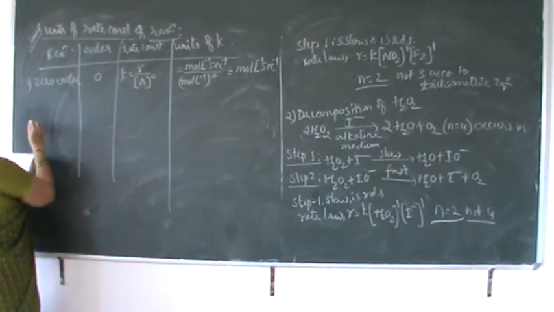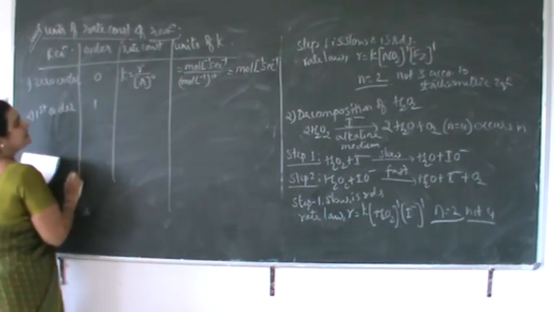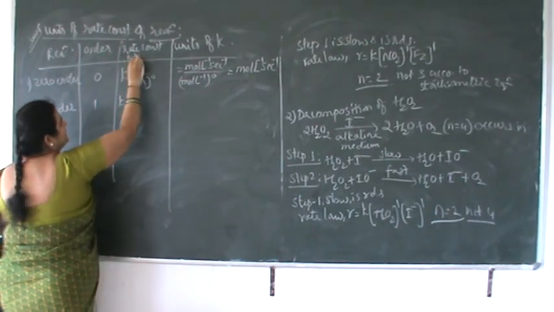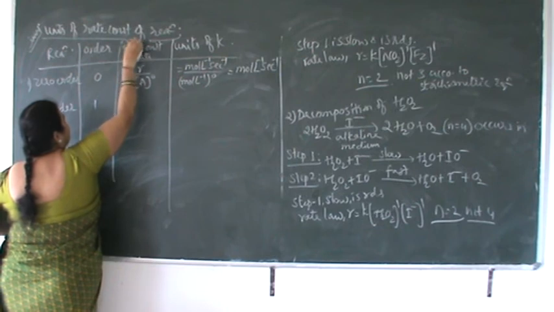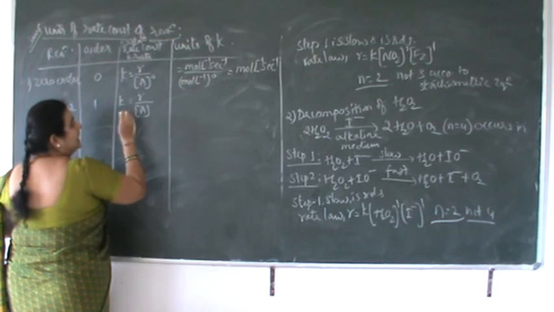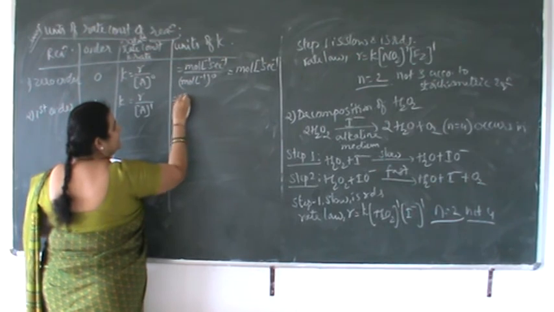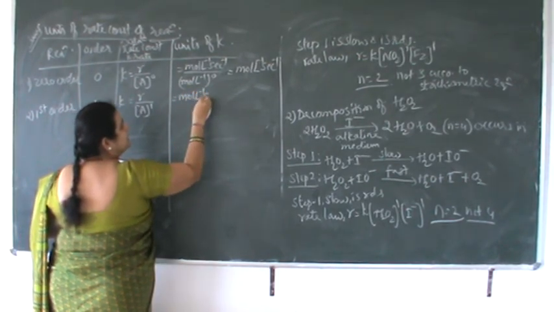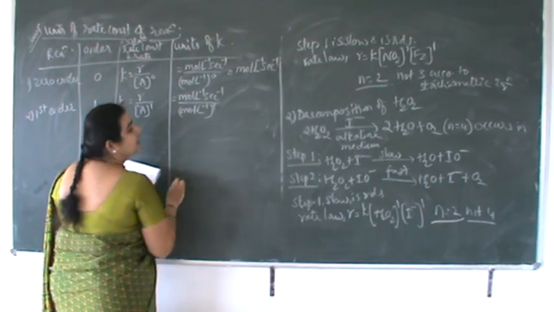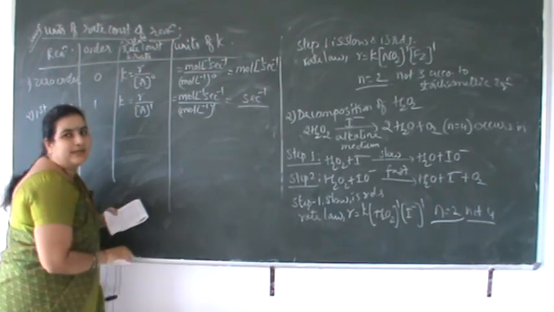Next, second one. First order reaction. Order of the reaction is 1. Relation between rate constant and rate is given by R is equal to K into A, so K is equal to R divided by A raised to 1. So units will be, rate is having units moles per liter per second divided by A having units moles per liter raised to 1. So the remaining unit will be second raised to minus 1.